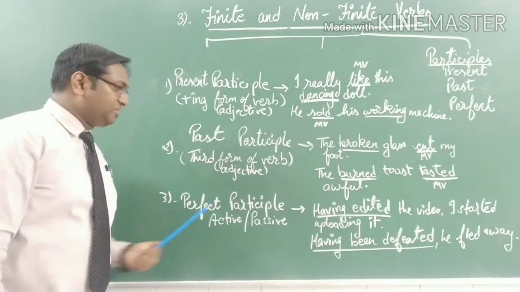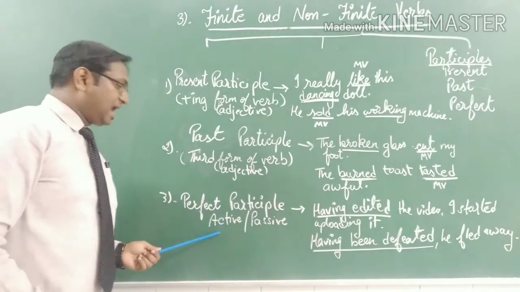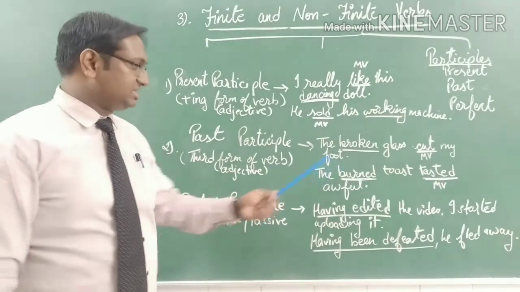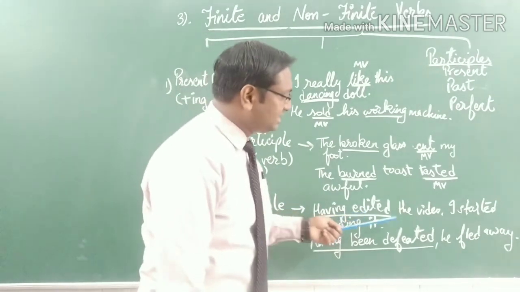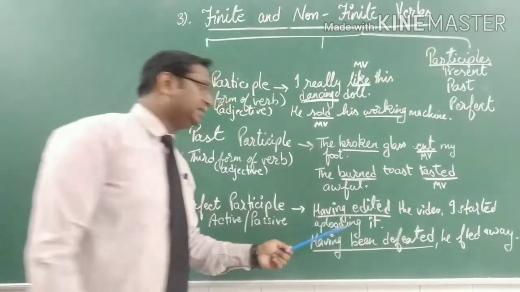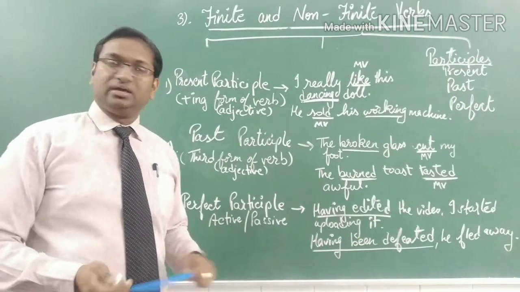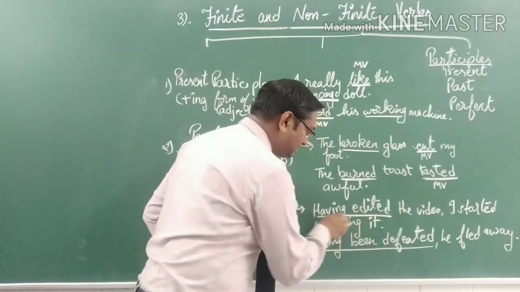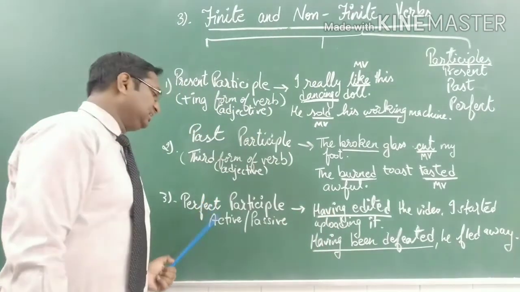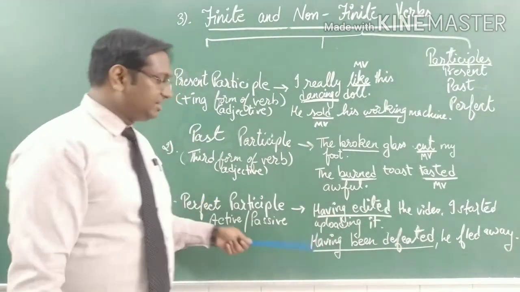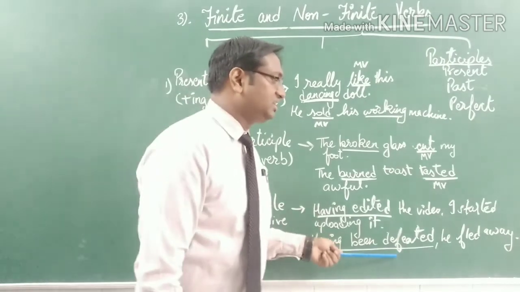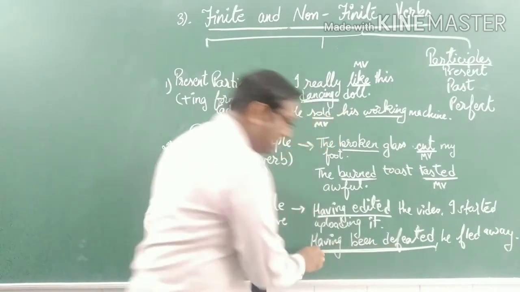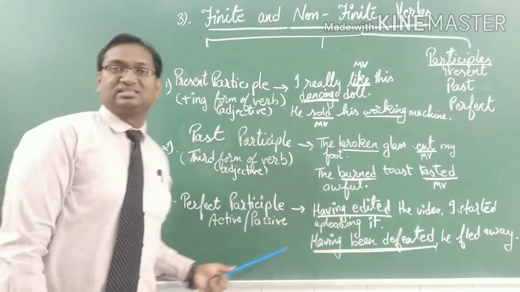Next, perfect participle. Active passive means having and having been. See the example. Having edited the video, I started uploading it. Over here, this is your active. So, having edited is your perfect active participle. And next, having been defeated, he fled away. So, having been defeated is your perfect passive participle.